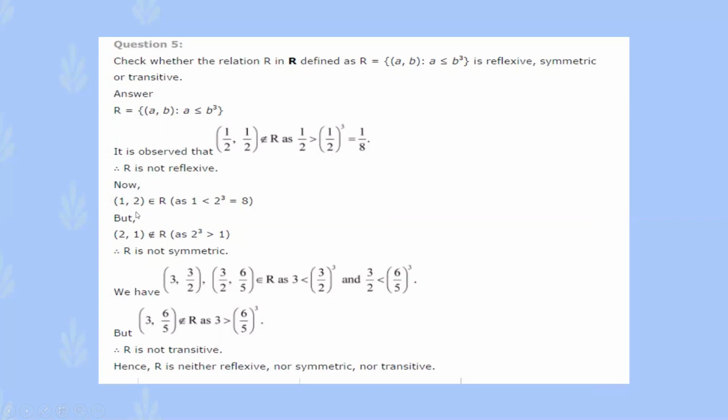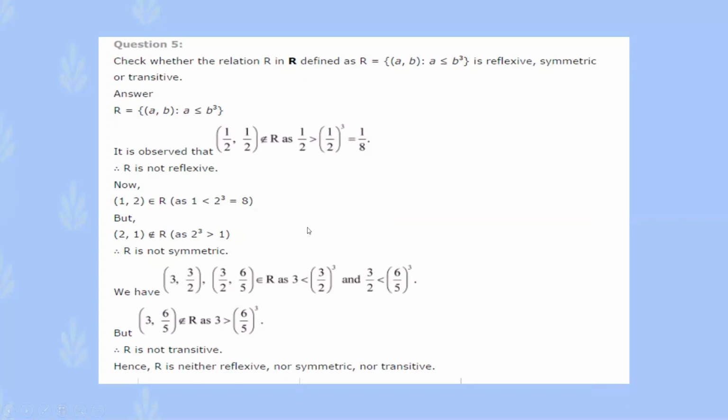Let's check further for symmetric. Let's see, (1, 2) is satisfying R. This relation means if I put here 1 and this is 2, so 1 is always less than or equal to 8. Now let us check for (2, 1). If I put here 2, 2 is less than or equal to 1, which is not true. So it is not symmetric also.